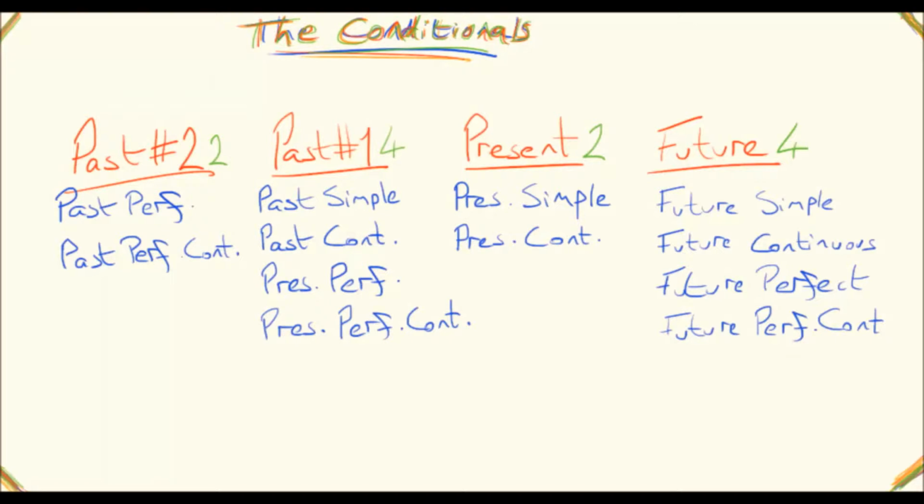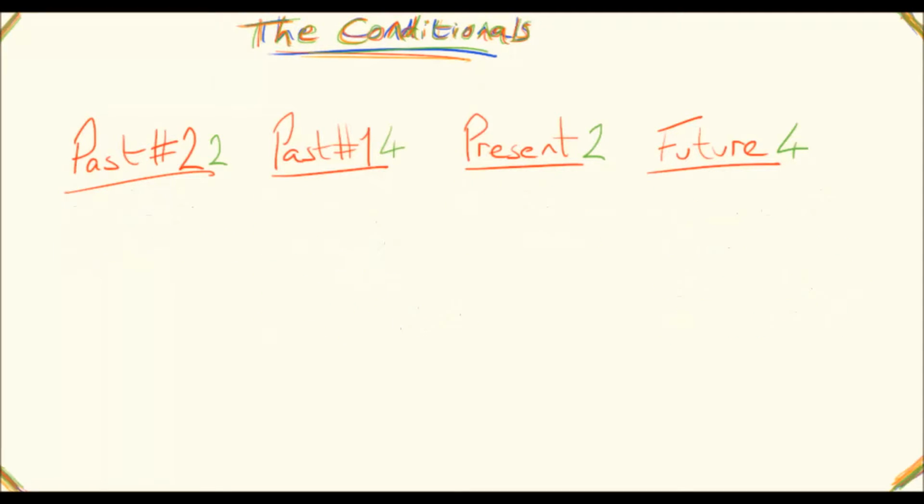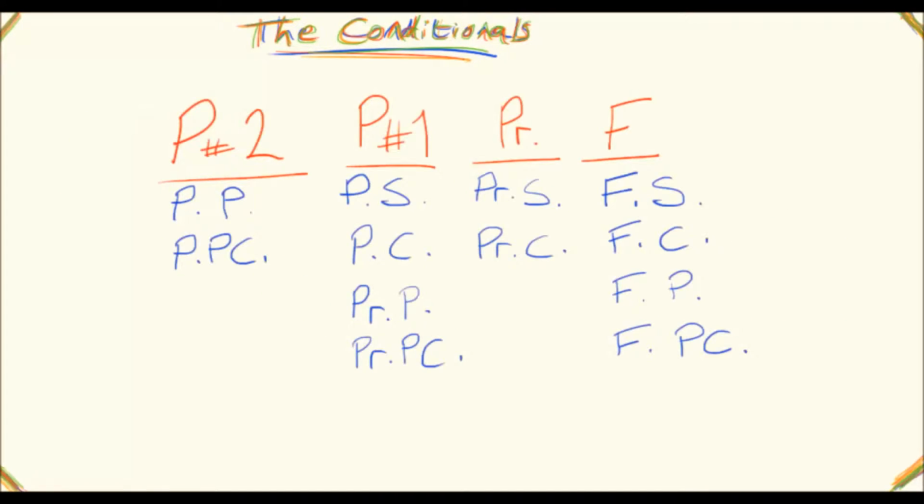And in fact, I'm going to simplify this diagram a little bit, or at least abbreviate it here. We've got P2, P1, PR, F. So we've got past number 2, past number 1, present and future. And you can see that I've abbreviated them a little bit. That's going to save a lot of time and save a lot of space.